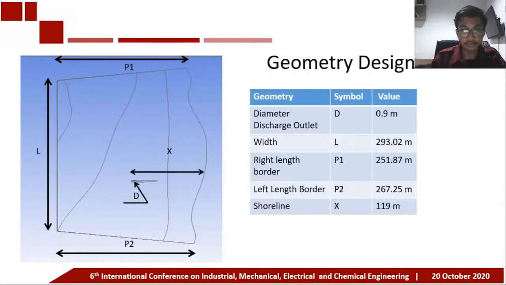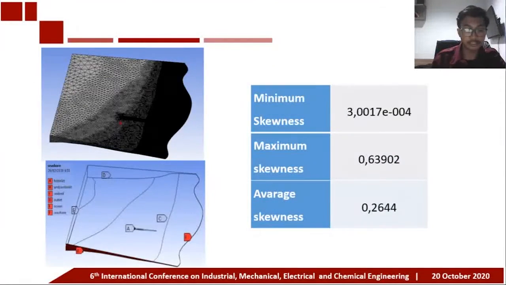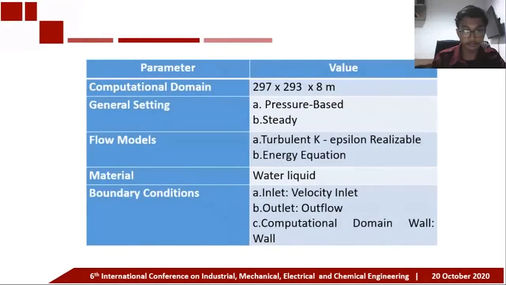And there is the geometry design that is used in this research. We can see there is a diameter discharge outlet and width, right border, left border, and the shoreline. And there is an explanation about skewness that is used in this research. There are some values like minimum skewness, maximum skewness, and average skewness. And there it is, the boundary condition that is used in the thermal dispersion modeling simulation based on the result of the journal validation that has been carried out. Parameters for modeling boundary condition are presented in table 2.